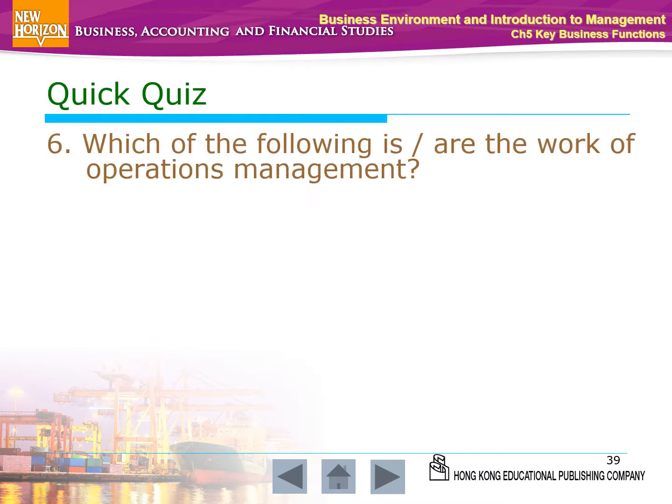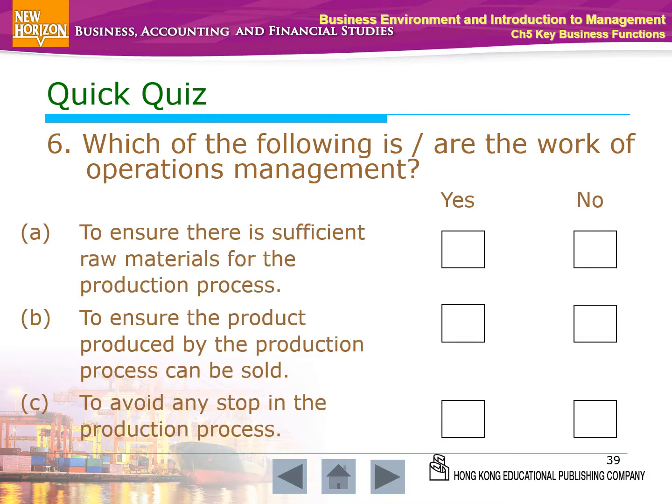Number 6 question: which of the following is or are the work of operations management? A, to ensure there's sufficient raw materials for the production process. The keyword is raw materials. Question. Okay, the answer is of course yes.